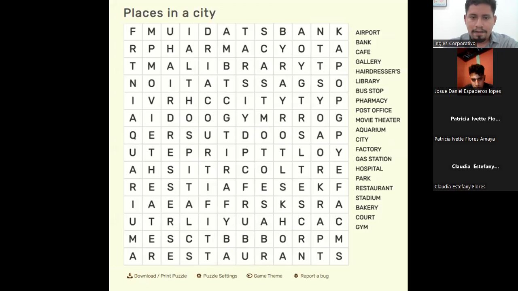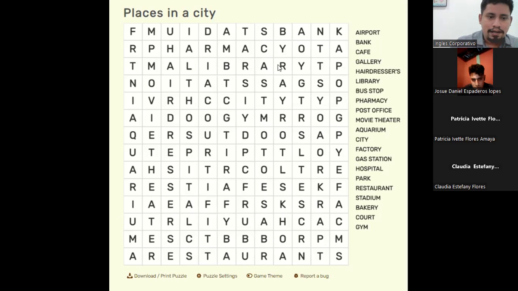Okay, there you have. Check it out. Places in a city. We have airport, bank, cafe, gallery, hairdressers, library, bus stop, pharmacy, post office, movie theater, aquarium, city factory, gas station, hospital, park, restaurant, stadiums, bakery, court, and gym. Okay, this is the vocabulary you want to be practicing in this exercise.